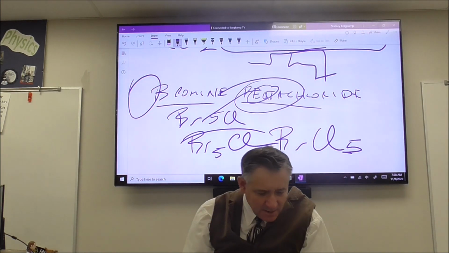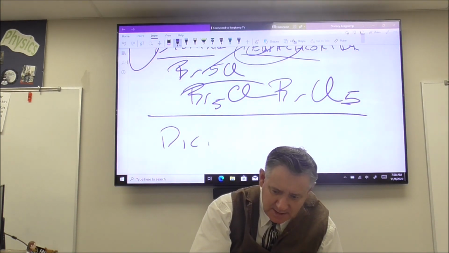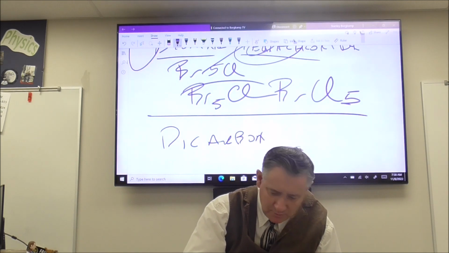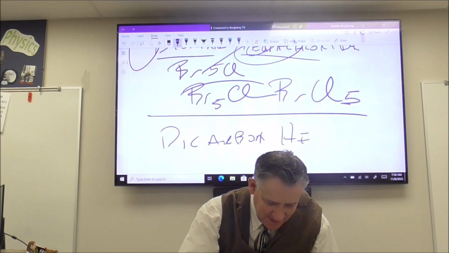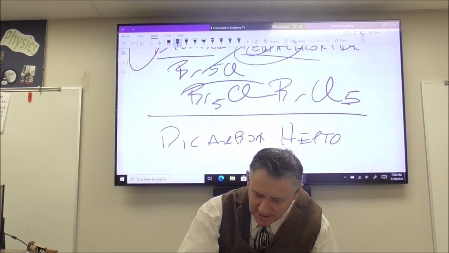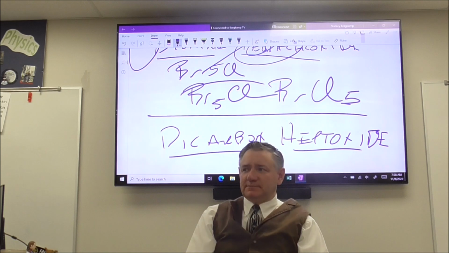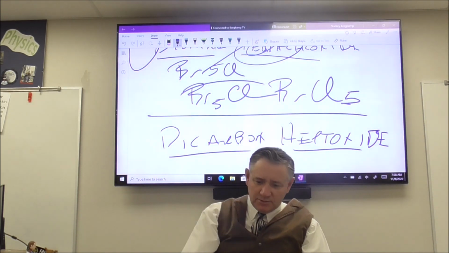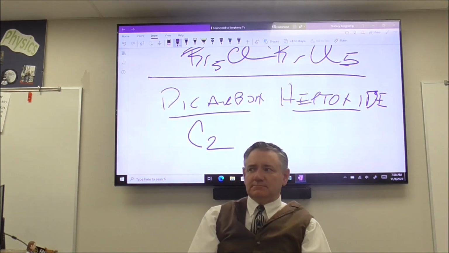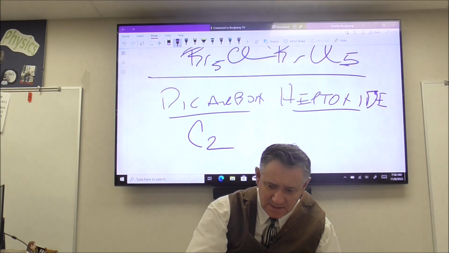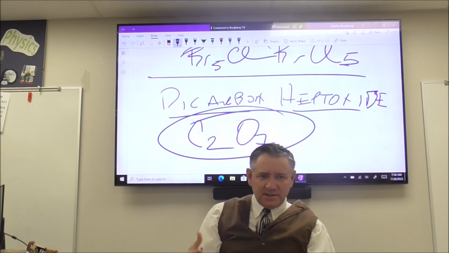So you got like dicarbon heptoxide. Sounds like a horrible disease. Carbon heptoxide, dicarbon, and you take like antibiotics, or how do you treat that? Okay, so I got dicarbon. Di means how many? Two. So this is going to be C2. Hepta means what? 7. So it's going to be C2O7. So these look daunting.